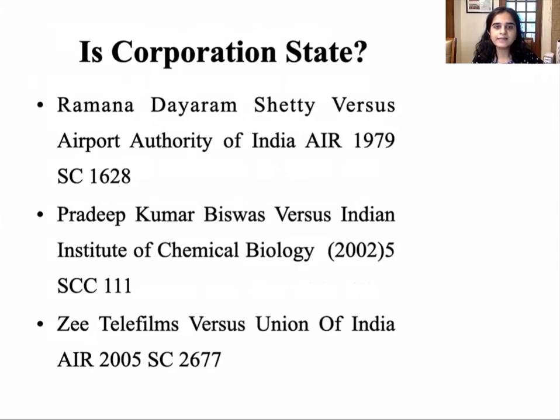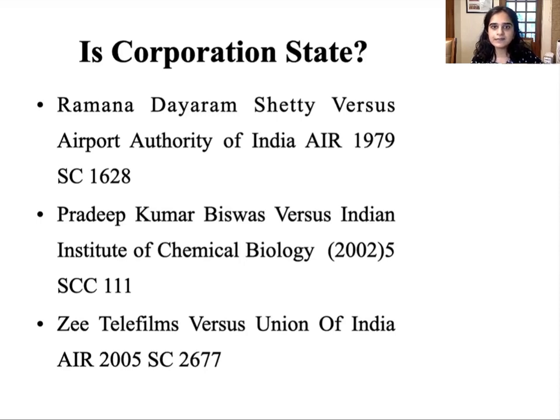Now, let us examine the scope of state when it comes to corporations. This is an interesting question because so far we were determining the scope of legislative actions. The first and most important case that we see is Ramana Dayaram Shetty versus International Airport Authority of India, because this brings about the five-pronged test to determine which corporation would fall within the ambit of state.